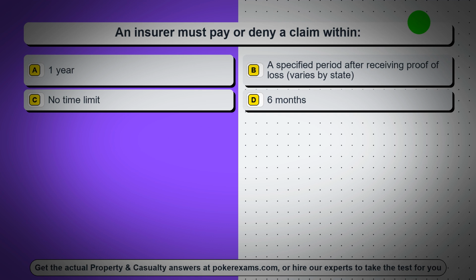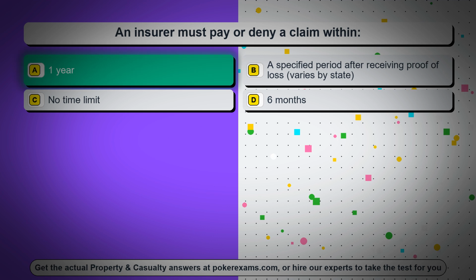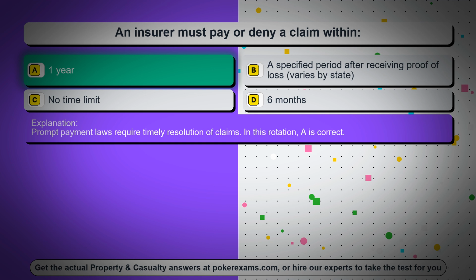Question 69. An insurer must pay or deny a claim within: option A, 1 year; option B, a specified period after receiving proof of loss, varies by state; option C, no time limit; option D, 6 months. The correct answer is option A, 1 year. Prompt payment laws require timely resolution of claims. In this rotation, A is correct.